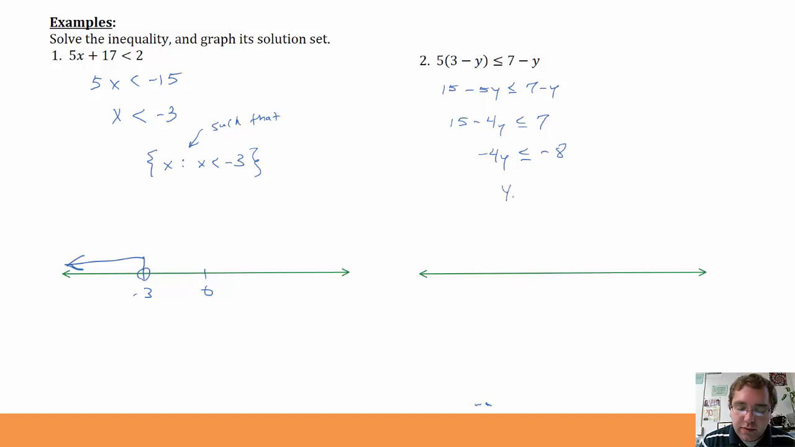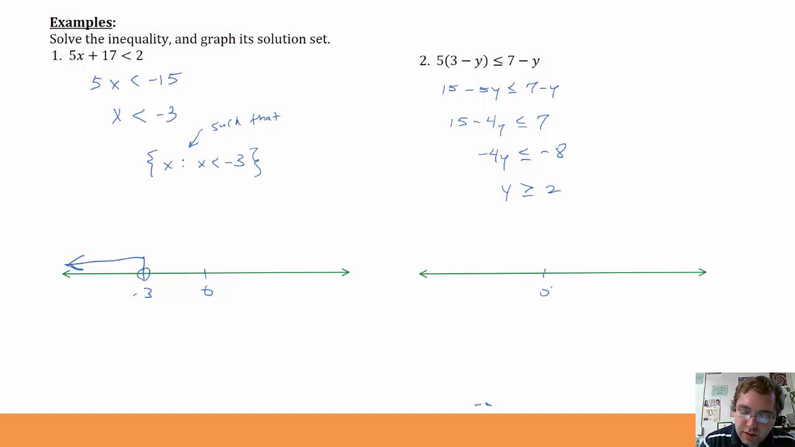Divide both sides by negative 4. And anytime we multiply or divide by a negative number, what do we have to do? Switch the sign. Oh yeah, we have to switch the sign. So greater than or equal to positive 2. Negative 8 divided by negative 4 is positive 2. So anytime you multiply or divide both sides of an inequality by a negative number, you have to switch the sign.